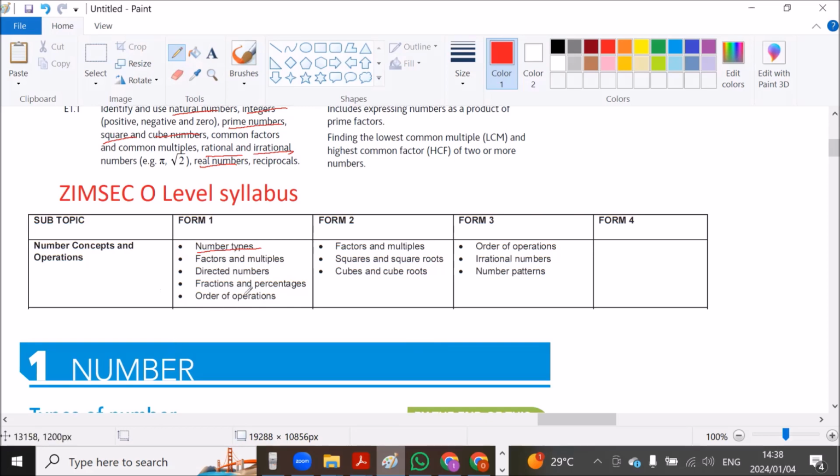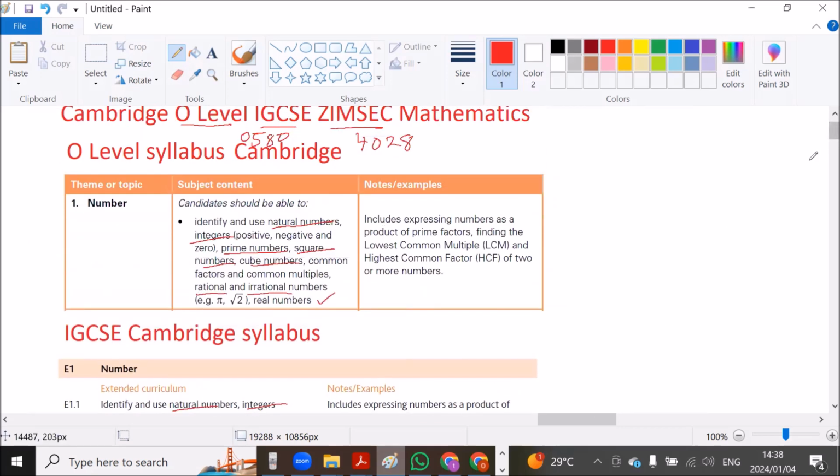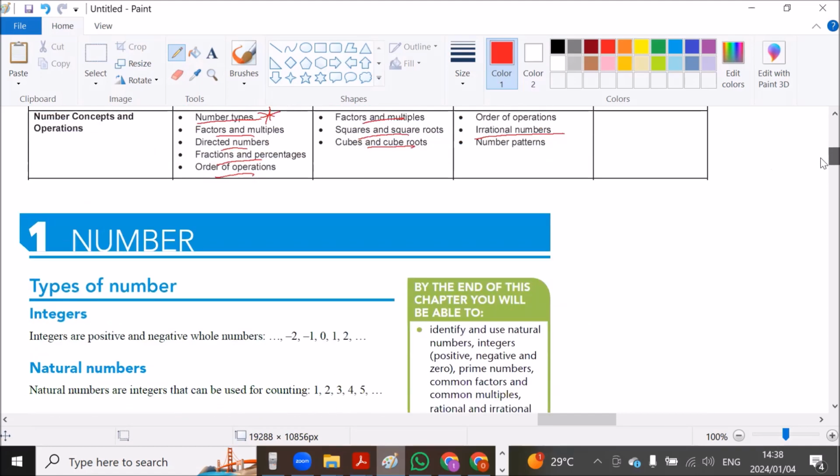The others are full topics we are going to look at: factors and multiples, directed numbers, fractions and percentages, order of operations. We'll see them in coming videos. Factors and multiples, squares and square roots, cubes and cube roots. These are next chapters, but we are going to look at irrational numbers. So number types, which we have mentioned: integers, natural, squares, cubes, rational, irrational numbers. We are going to look at them. So now that we have seen what is required of our syllabus, let's get into the work.